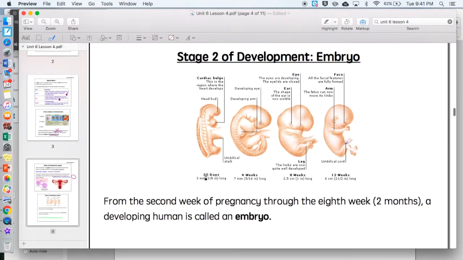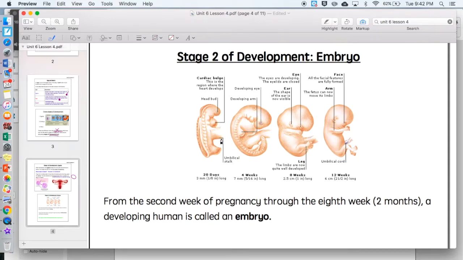Stage 2, now it's an embryo. So if you zoom into this diagram, after about 20 days, it's 3 millimeters long. So 3 millimeters is not even half of a centimeter. Depending on your screen size, this cursor that looks like a little pen tip is probably about 3 millimeters large on a regular size computer. So this whole thing is smaller than that. That's 20 days, so about 3 weeks in.